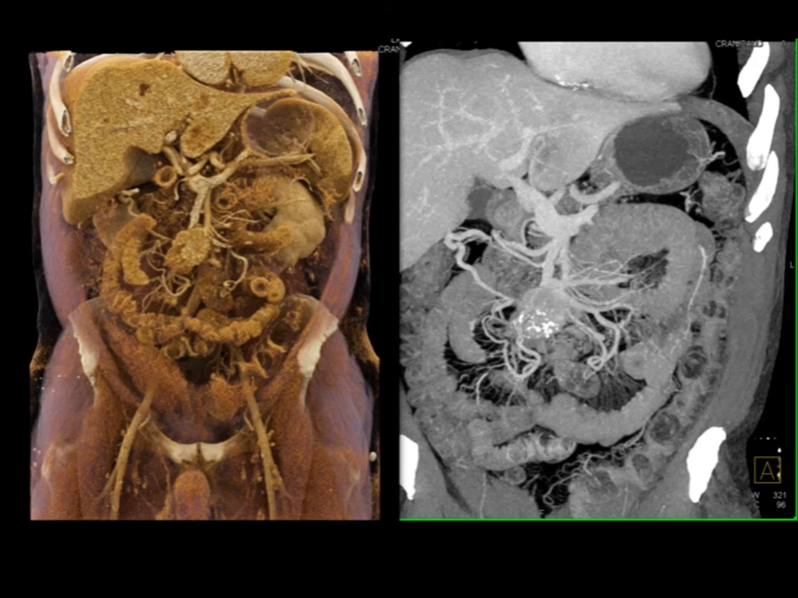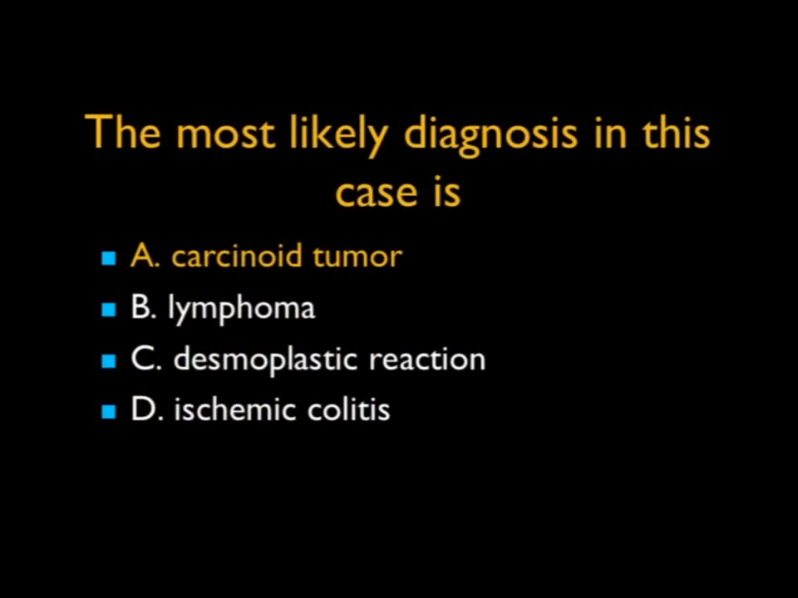Could this be desmoplastic reaction? Well, yes, it is, but that's not the only diagnosis. But this is surely not going to be ischemia. It doesn't have the look of ischemia. This is a carcinoid tumor. Carcinoids, commonly mesenteric masses, punctate calcifications, involvement of the mesenteric vessels. Just a beautiful example.